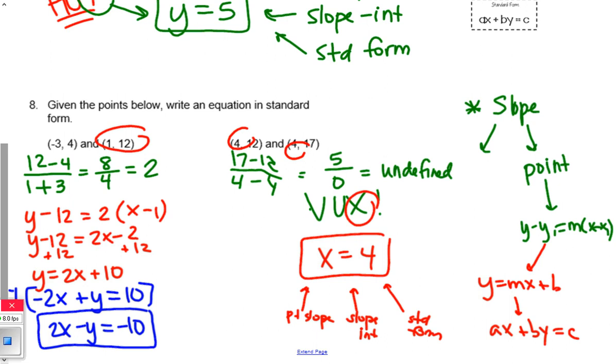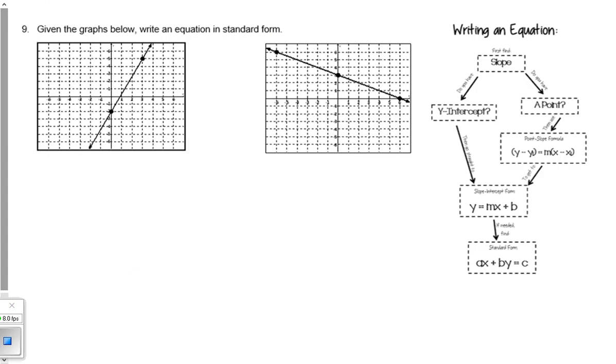Nice and quick. All right, just a couple more. Hang in there. Now I've got graphs, but again, that flowchart is still in the picture here because it says the words write an equation. The title is called Writing an Equation. So first step, like always, find slope.